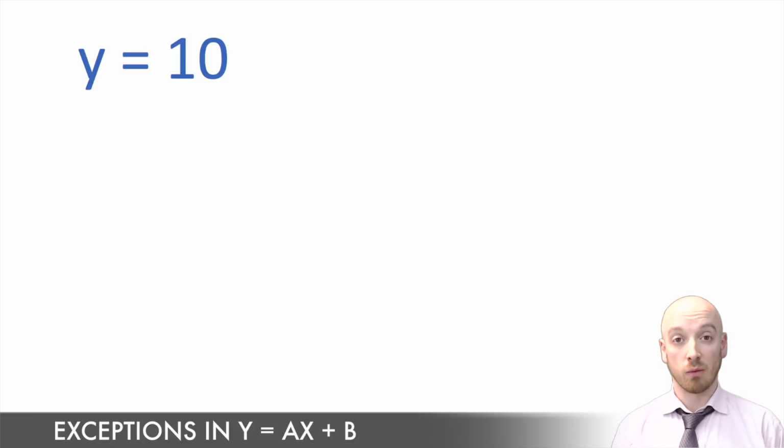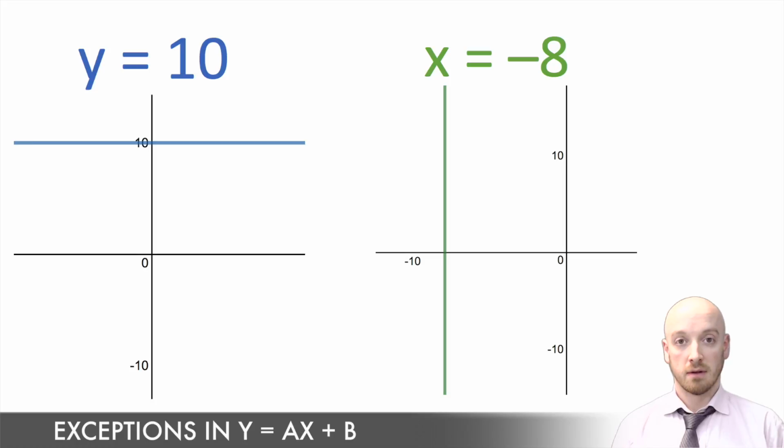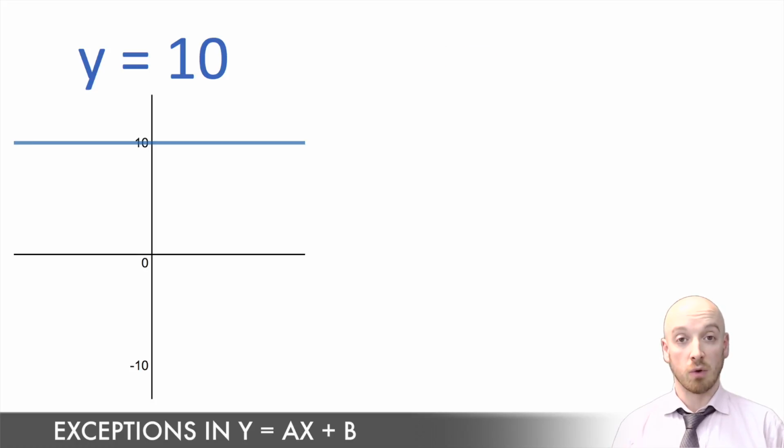Now, it is possible also that an equation is missing the x or the y value in it. Something like y equals 10 or x equals negative 8. And these special cases are used to represent perfectly horizontal or vertical lines. Now let's look at y equals 10 first. If I got an equation that just said y equals 10, what I'd be looking at here is a line, and all I know about it is that it passes through a y value of 10. It's perfectly horizontal.